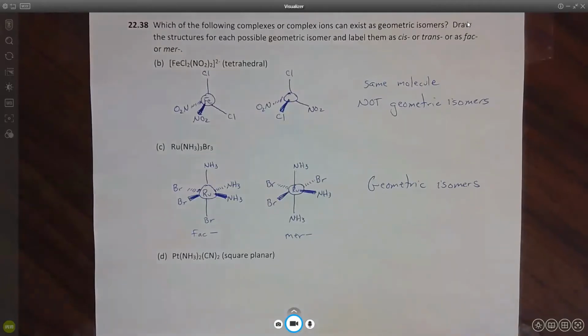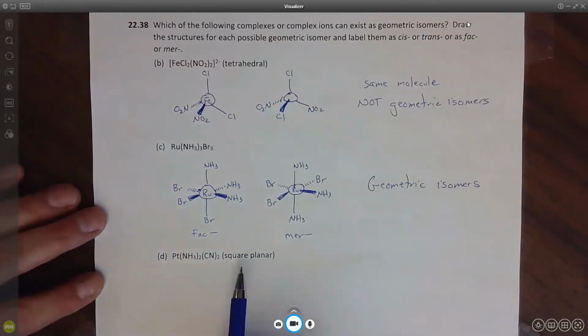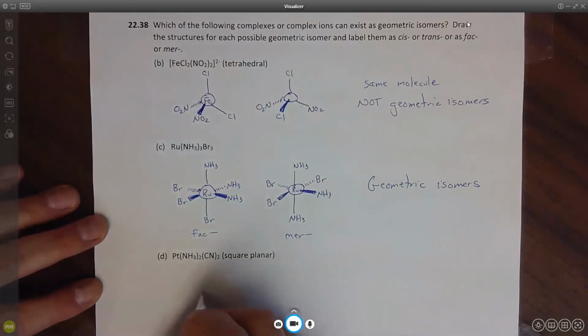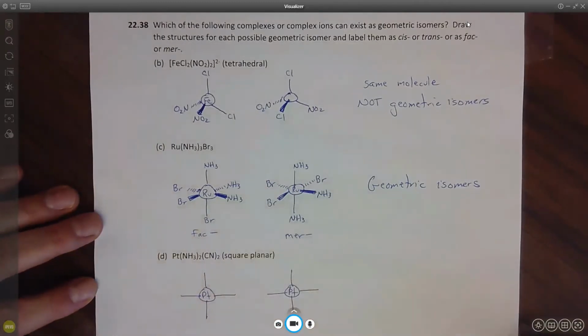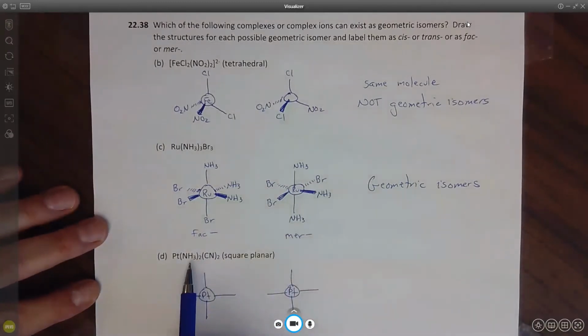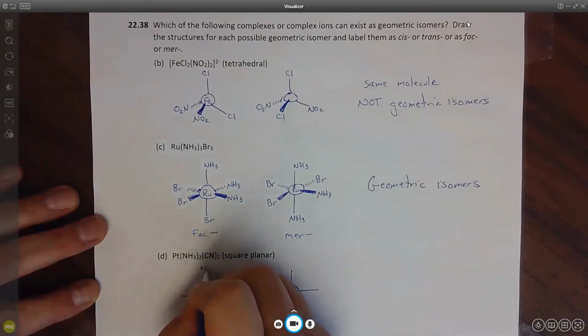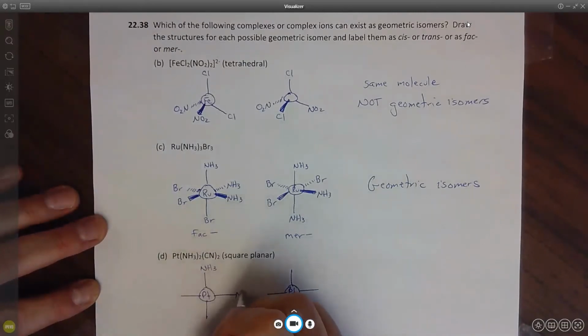Okay, let's try 38D. So this time it's square planar. So that just looks like this. We'd have our platinum as our central atom, and then all in the same plane at 90 degrees apart would be our four ligands. So one up, one down, one to the left, one to the right. Okay, so then we have two ammonia. So we'll go ammonia and ammonia.